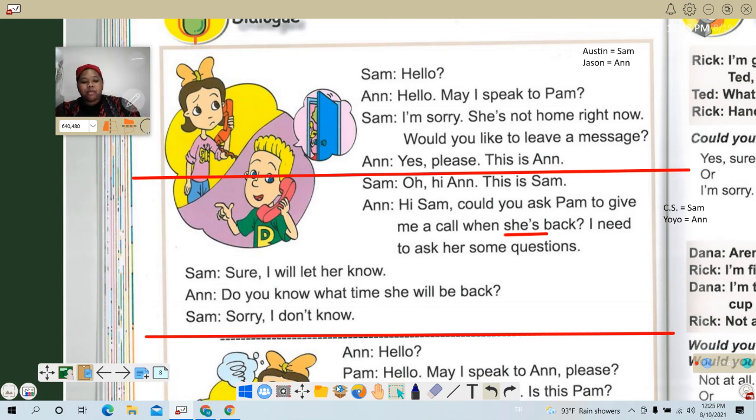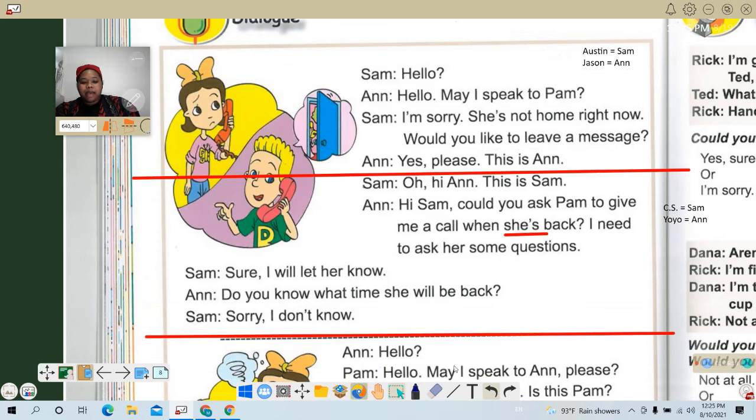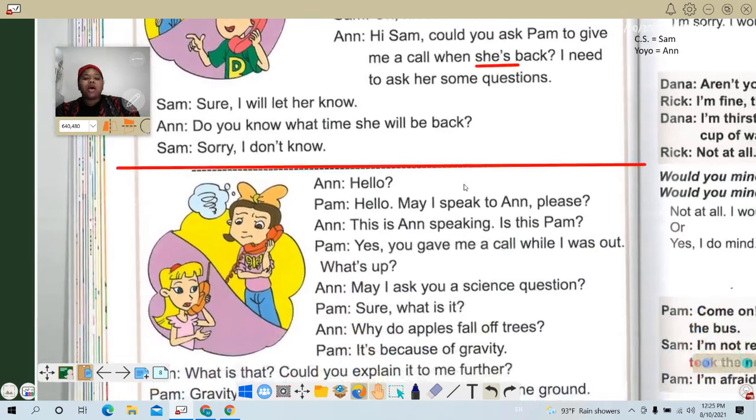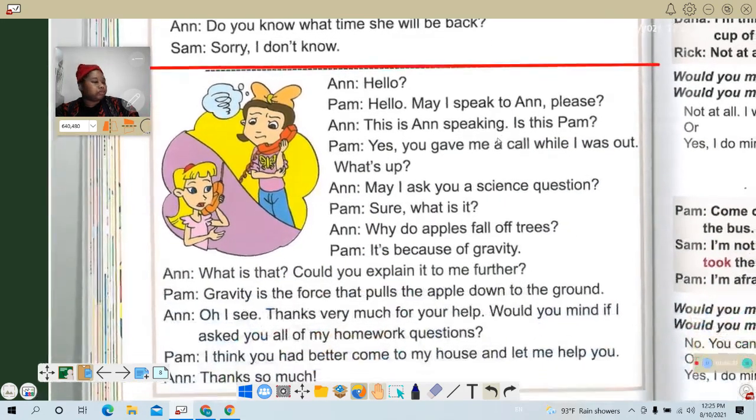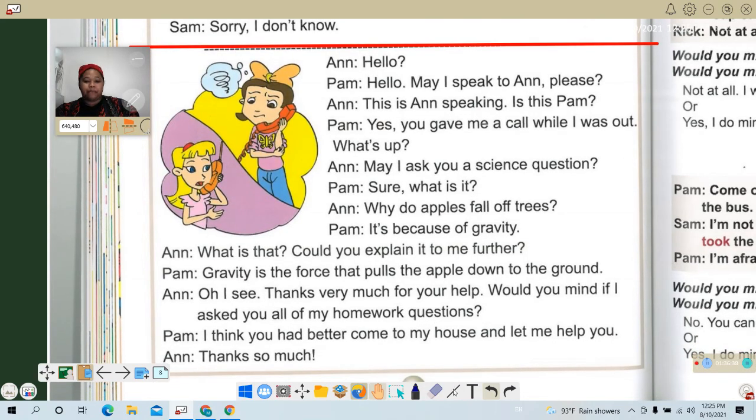All right. So this is a phone call between Sam and Anne. Okay? But does Sam want to talk to Anne? Does Sam want to talk to Anne? No. To whom does Sam want to talk? Yes, Yo-Yo. Pam. But Pam is not home right now. So he left a message for Anne to tell Pam. Okay?